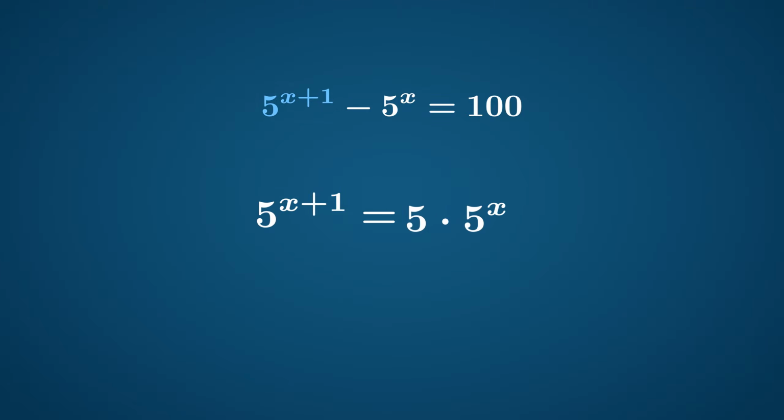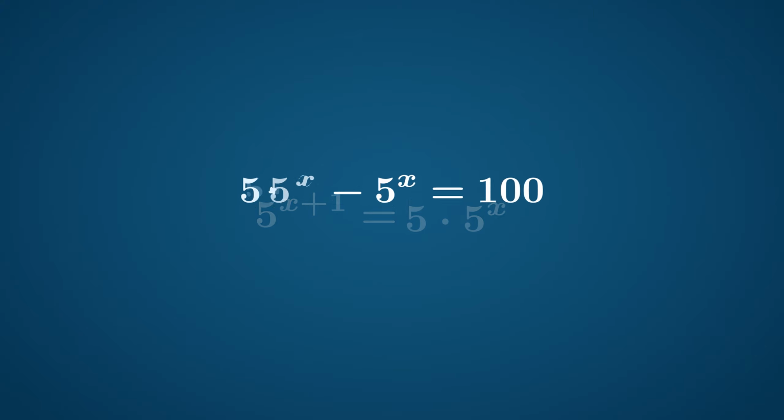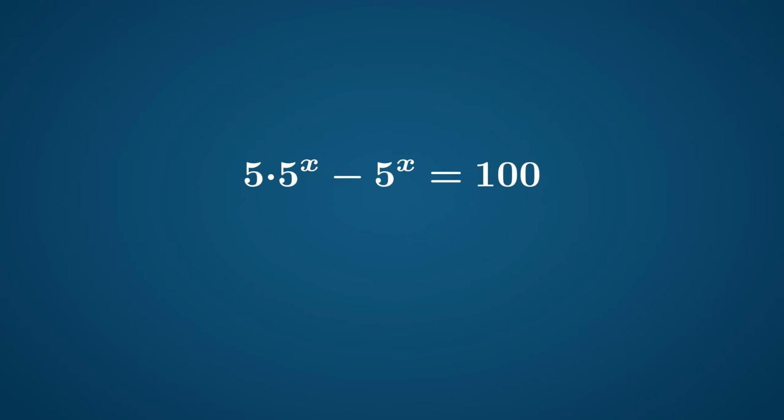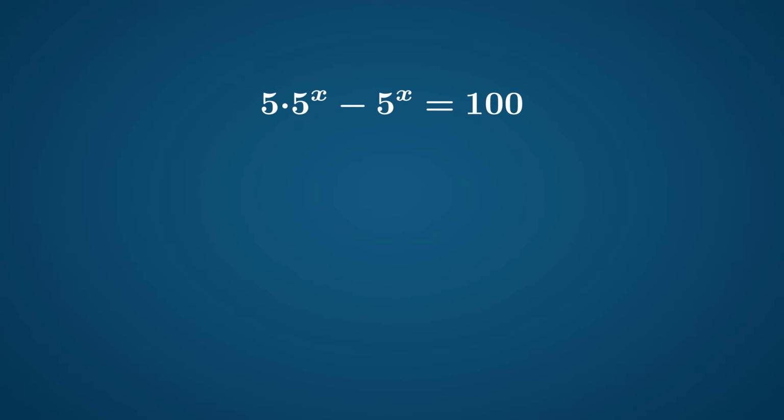Now we rewrite the original math equation. We have 5 times 5 to the x minus 5 to the x. This entire expression is equal to 100. We notice a common part in both of the terms. The expression 5 to the x appears twice. We can use a simple variable substitution now. Let us introduce the new variable called u. We will set u equal to 5 to the power of x.